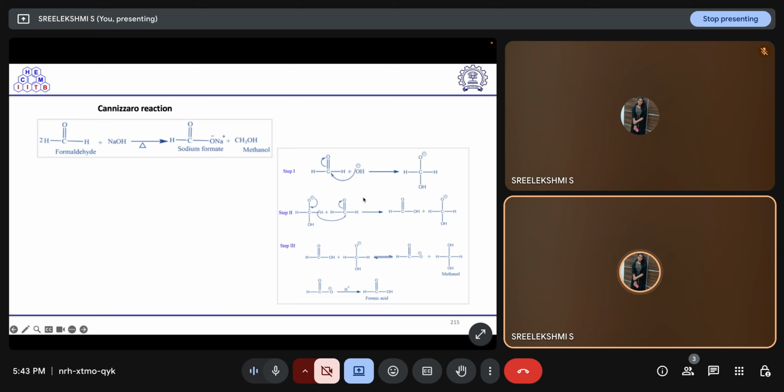Now the next reaction is the Cannizzaro reaction. Here, a formaldehyde molecule under basic and heating condition forms sodium formate. What is happening first is that OH minus will attack the carbonyl carbon to form this intermediate, and then this will come back, this proton will attack over here, and this proton will go to form this intermediate. Then these two will combine to form this compound, which can again be hydrolyzed to form formic acid.